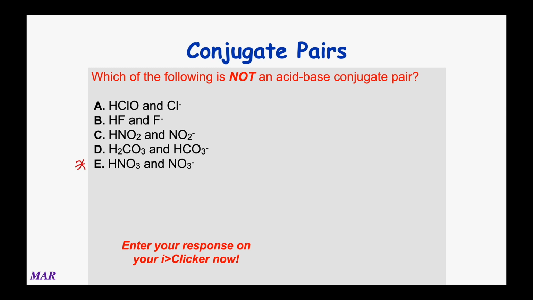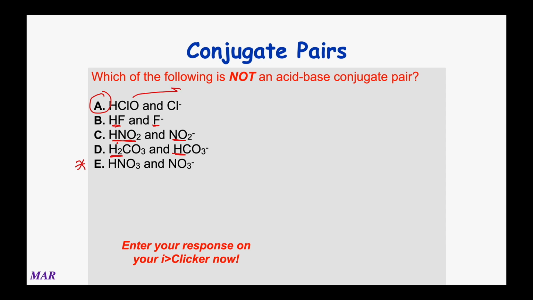And you can see that most of these are conjugate pairs. This one has two hydrogens and this one has one. That's carbonic acid on the left and hydrogen carbonate on the right. HNO2, nitrous acid, and the nitrite ion, that's another conjugate pair. Hydrofluoric acid, fluoride, etc. However, A up there, HClO and Cl minus.